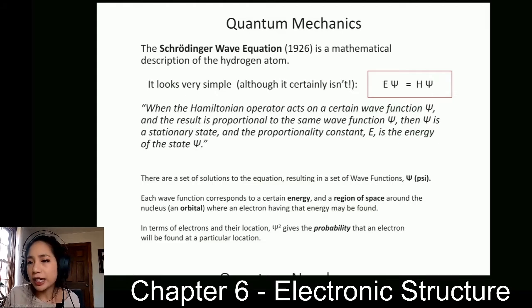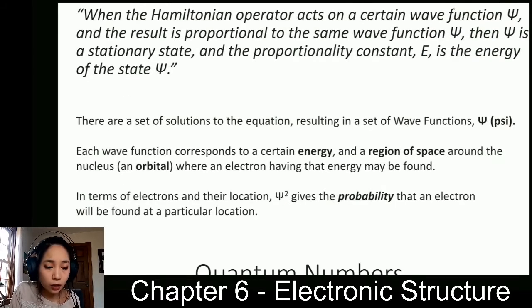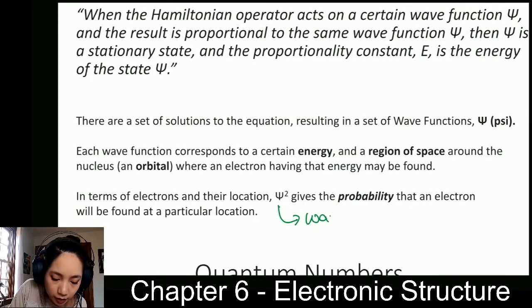But really what you want to get out of here is that Schrödinger was able to solve for the hydrogen atom using this wave function. Essentially, he found that the energy of the electron in a certain orbital is equal to a Hamiltonian operator times that same wave function. In terms of solving for the probability of finding an electron, we can determine its location using psi, our wave function, from the Schrödinger wave equation.